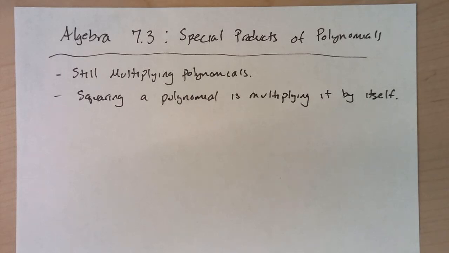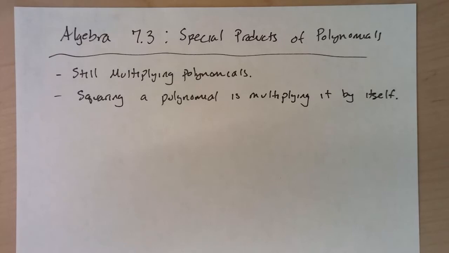Hello, this is Algebra 7.3, special products of polynomials. The main thing to keep in mind, I would say, is that we're still multiplying polynomials. So you still want to distribute each term of the first polynomial to each term of the second. If you're multiplying two binomials together, you can use FOIL.